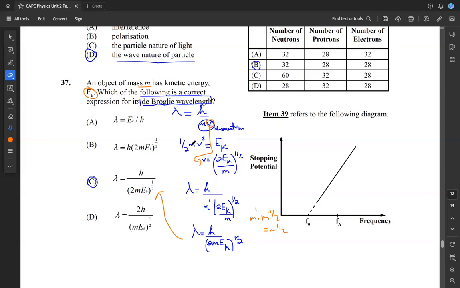So I'm gonna write my expression for kinetic energy and just solve for V. Then I'm gonna take that V that I get from my kinetic energy expression and plug that into my de Broglie formula. So I'm gonna end up with lambda is equal to h over m times this value of V, and then I just rearrange it to find what they want me to have, right? So that's this answer here. So C is our answer.